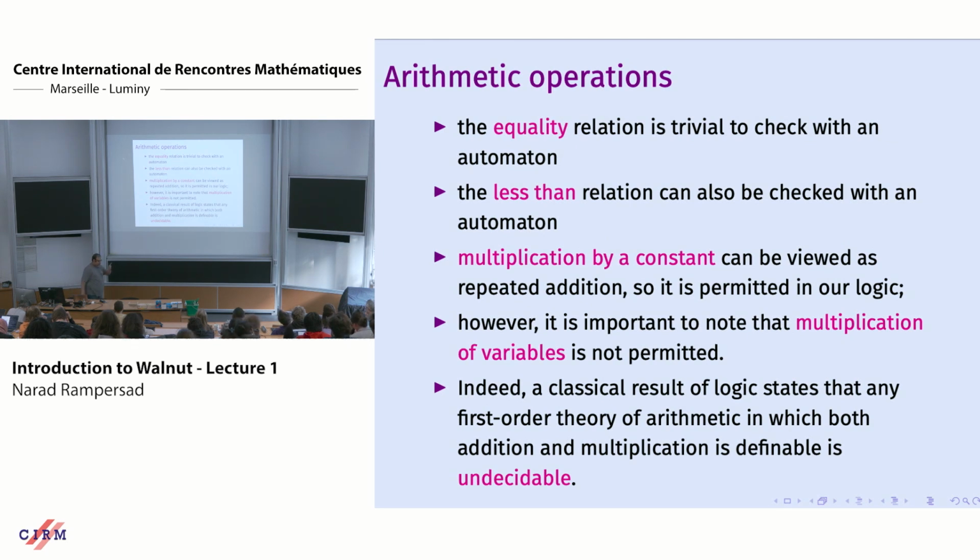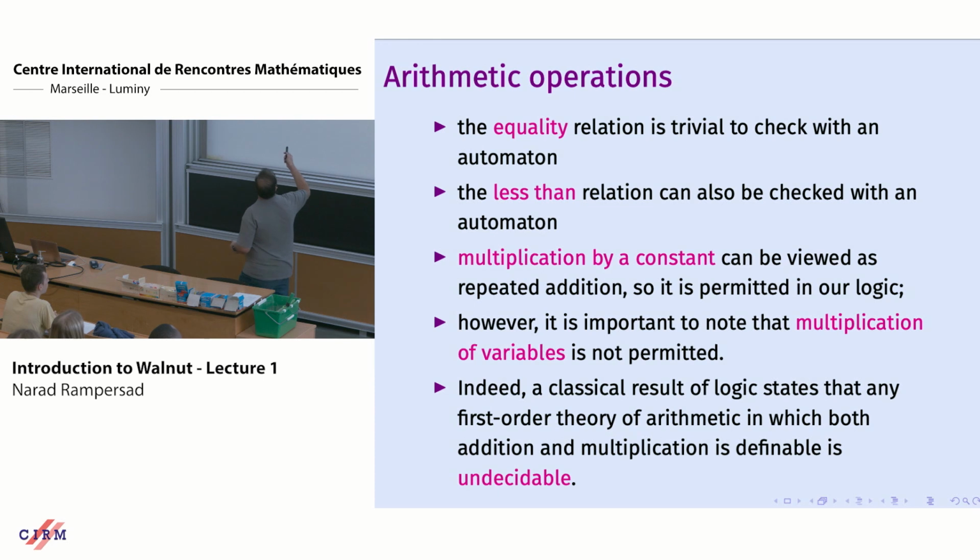Okay, so I have an automaton that can check the addition relation. Now for the various other operators in the logic. So less than or equality is easy, right? You just check if the things are equal. It's fine. Less than is also not very hard, right? You can check if the base K representation of one number is less than the other. It's pretty easy.